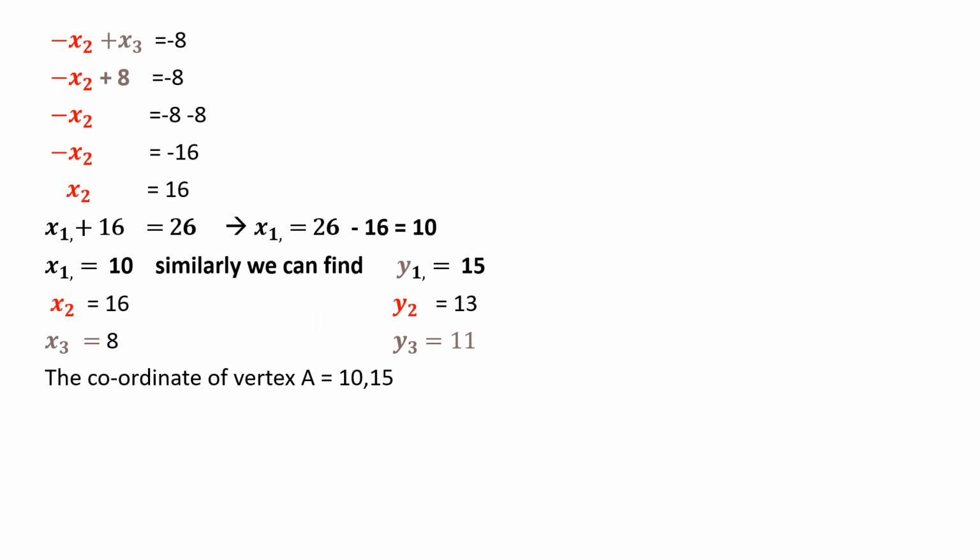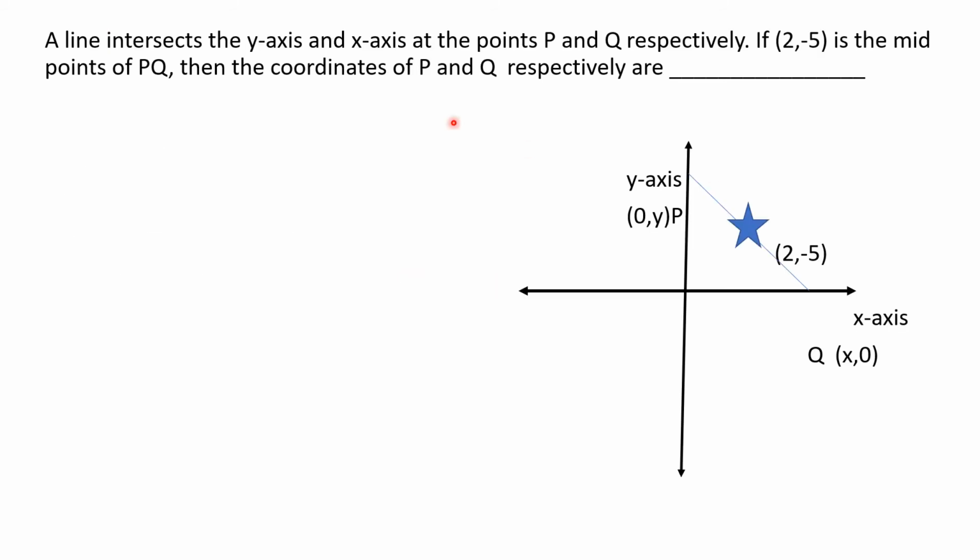Now going to the next problem. A line intersects the y-axis and x-axis at the points P and Q respectively. If 2, minus 5 is the midpoint of PQ, then the coordinates of P and Q are respectively dash. So for this what we have to do, they are telling that P cuts at the y-axis, Q is the intersecting point in the x-axis.